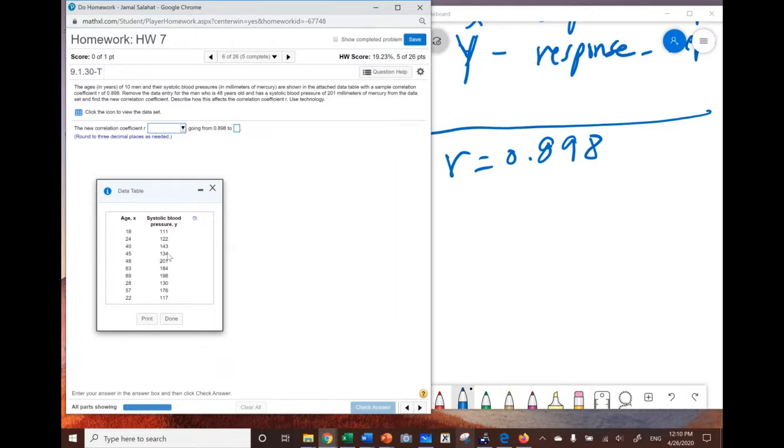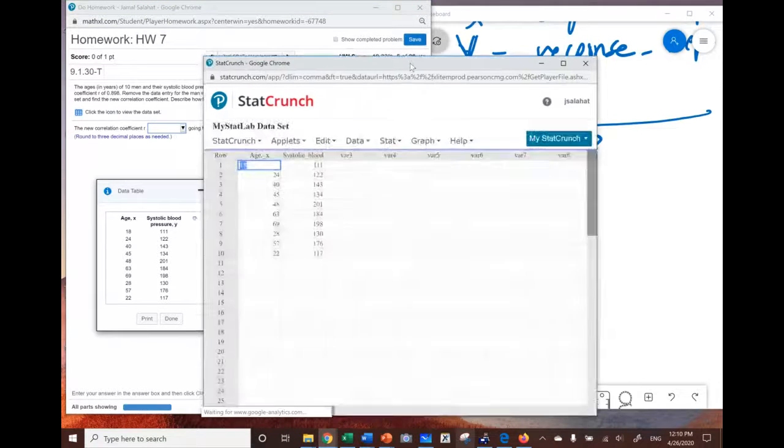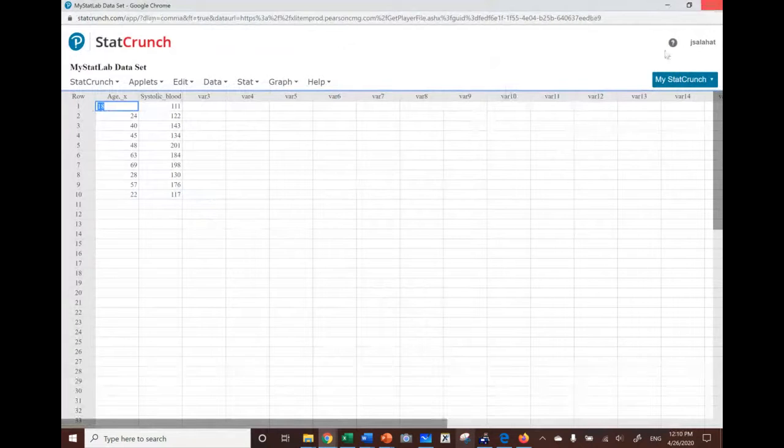Because notice that the 45 has 134 and the 63 has 184. So the one in between has higher blood pressure than both. So it could be a mistake. Let's remove that. So let me go copy this data into StatCrunch. Here, I'm going to click in here. Open StatCrunch.